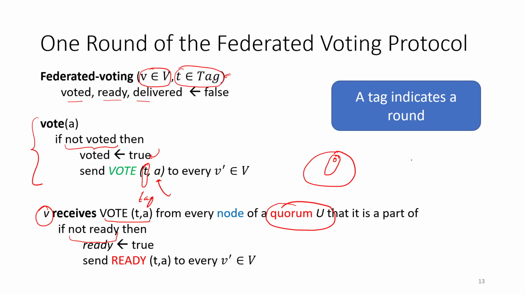So go back to two-phase commit. In two-phase commit and Paxos, we were doing something quite similar. In the first round you send vote messages. Once you get vote messages from a quorum, you begin the second phase and then you send a ready message to everybody else, including yourself.